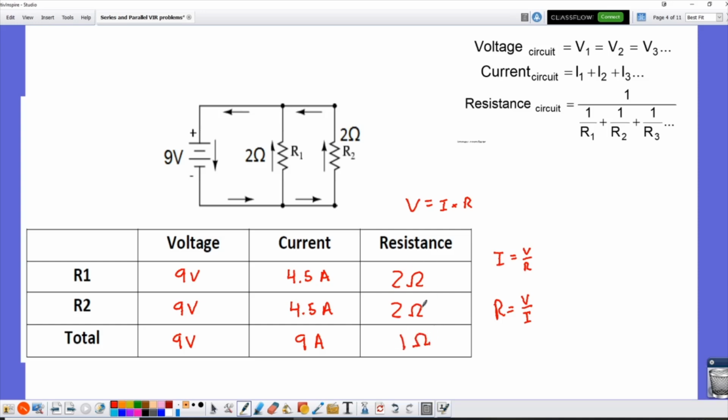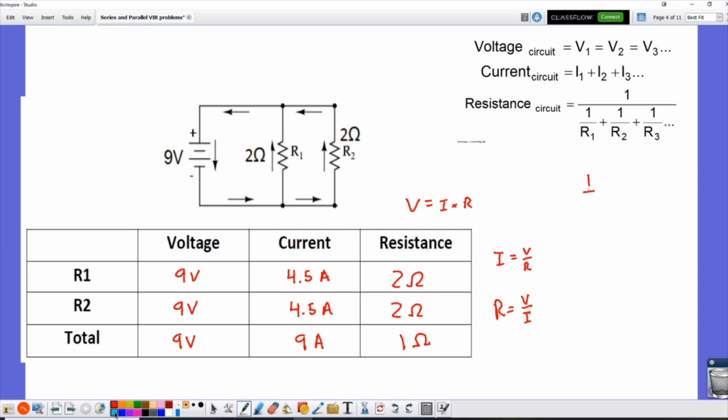Notice that 2 plus 2 does not equal 1. So that trick that we had for series circuits does not work here. But if we wanted to apply it here, this is how you would do it. You would have to find the reciprocal of each one. So 1/2. Let me color code this really quick.